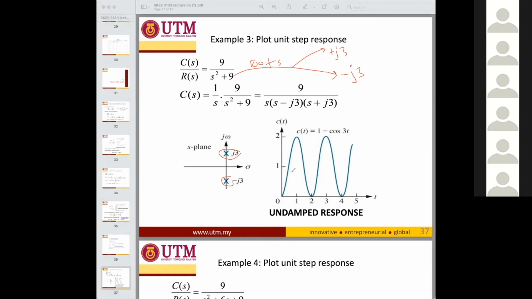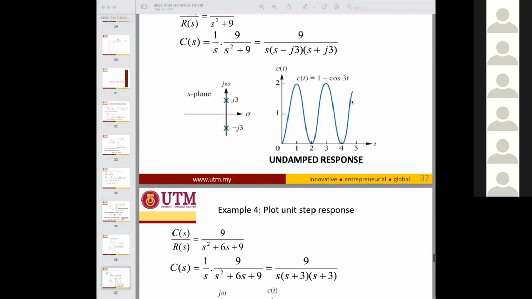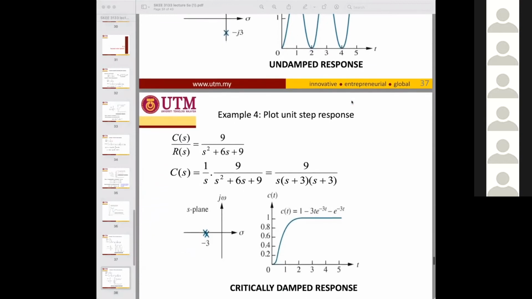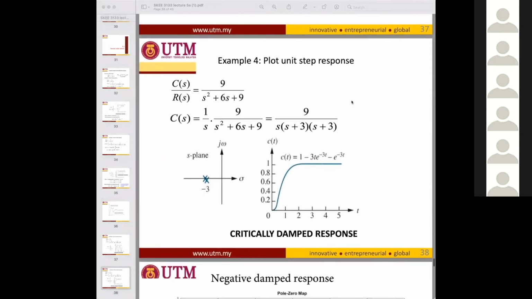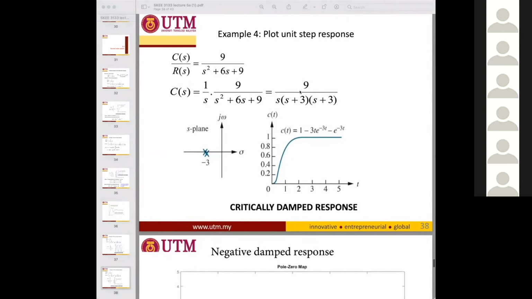And then the nature of the response is oscillation. Okay, it oscillates at a constant envelope value until infinity. This response, we call it the undamped response. Repeat after me. Undamped response.